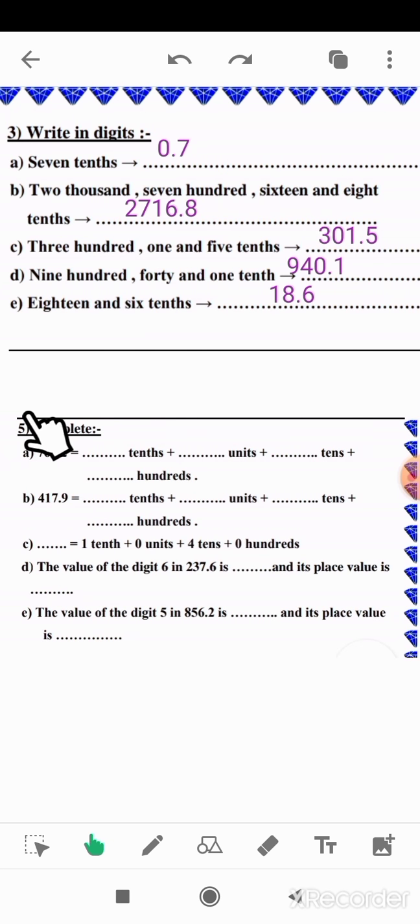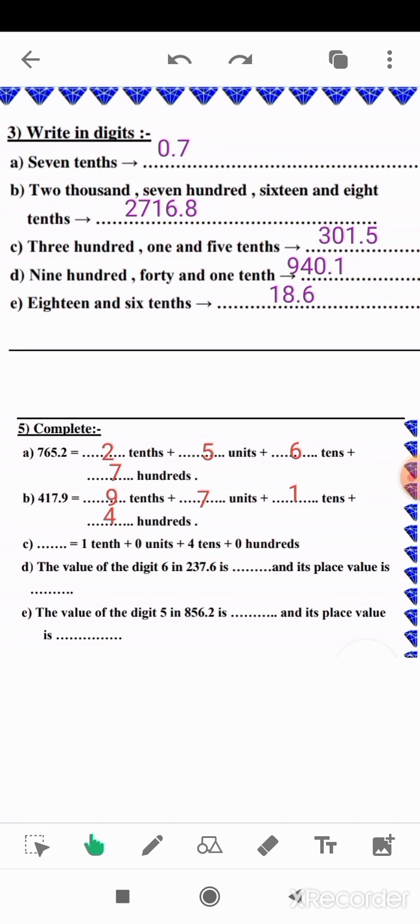Another example, complete. He gives us the standard form and wants us to make it expanded form. Okay, like the first one. But we have here tens. So tens is 2 and units is 5, and tens is 6 and hundreds 7. Second example, we have 9 as tens and 7 as units, and 1 as tenths plus 4 as hundreds.